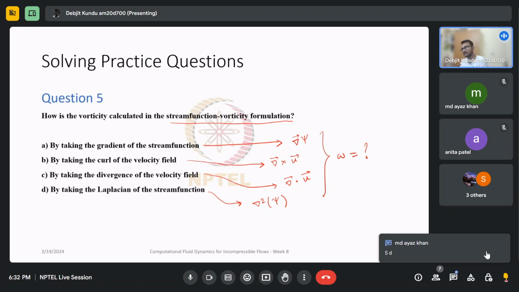Okay, so we have one response in favor of option D, that is, by taking the Laplacian of the stream function.